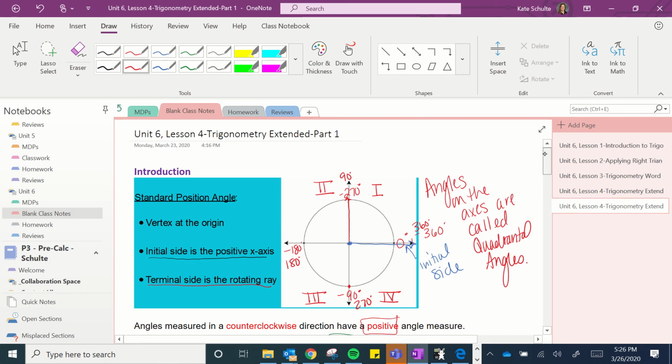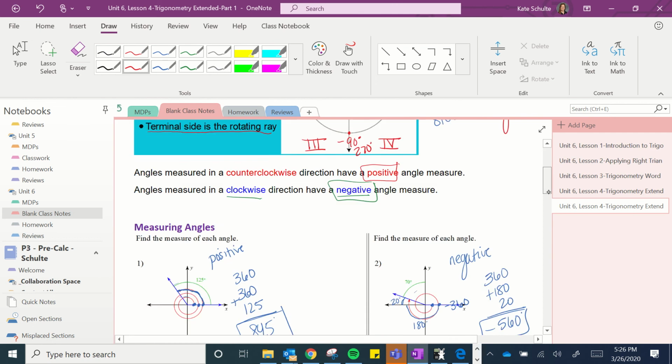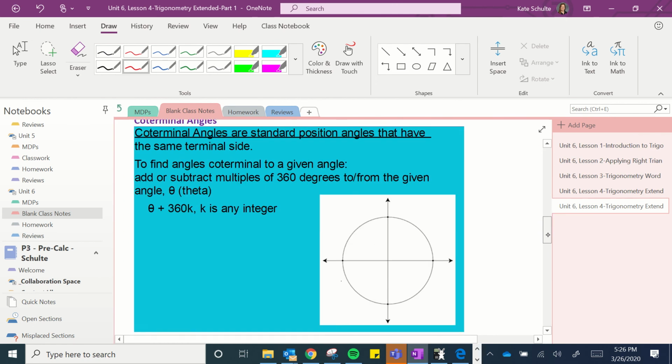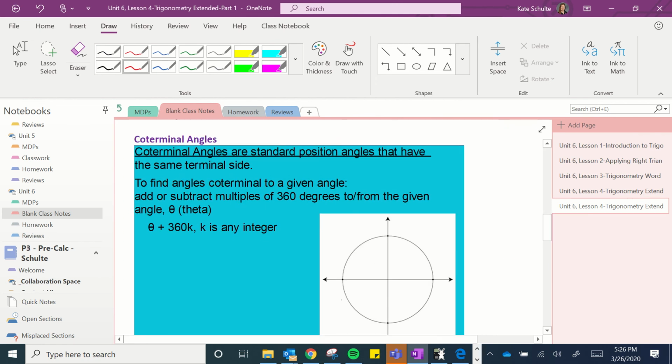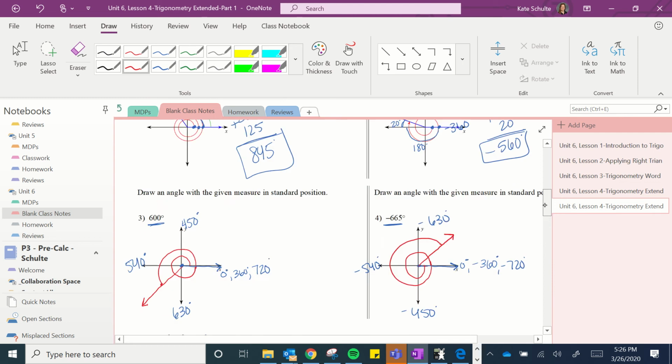So that's the basics of measuring positive and negative angles, all that. Okay, so there are two others: coterminal angles and then reference angles. For coterminal angles, I'm just going to add in plus or minus. Coterminal angles are standard position angles that have the same terminal side. So what does that mean?